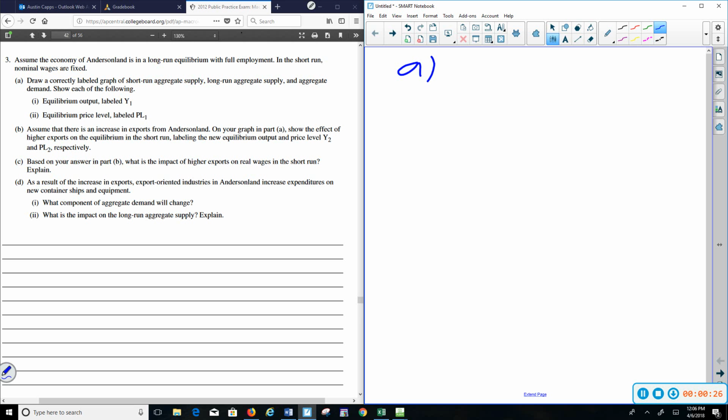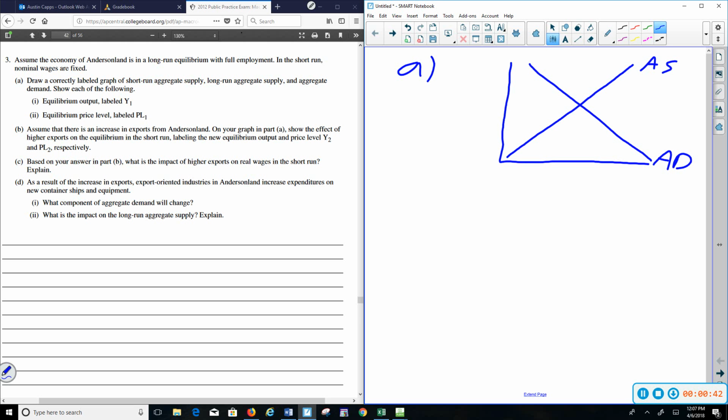output and price level. All right, so we need to start with our standard aggregate supply, aggregate demand graph. We know how to do this. Real simple, AS-AD. And remember that the axes on an aggregate supply, aggregate demand graph are the price level in the economy as a whole on the y-axis, and real GDP on the x-axis, or the amount of output.